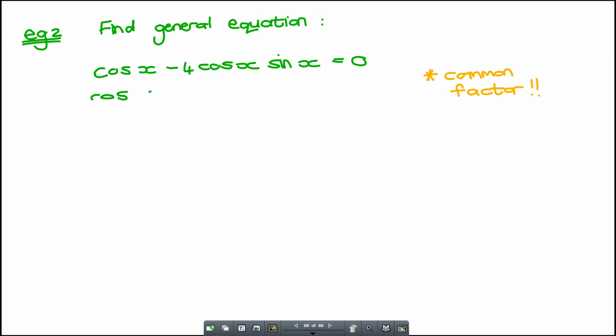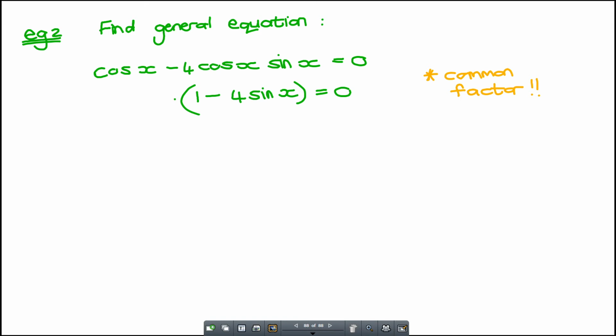Of cos x. Excuse me, I'm going to write ugly now. So it will be 1 minus 4 sin x equal to 0. Okay, don't mind that. I'm just making this neater.